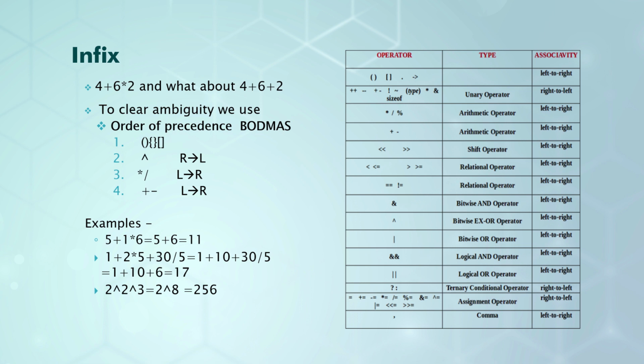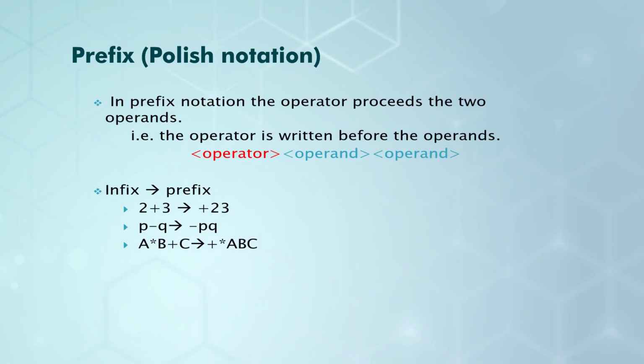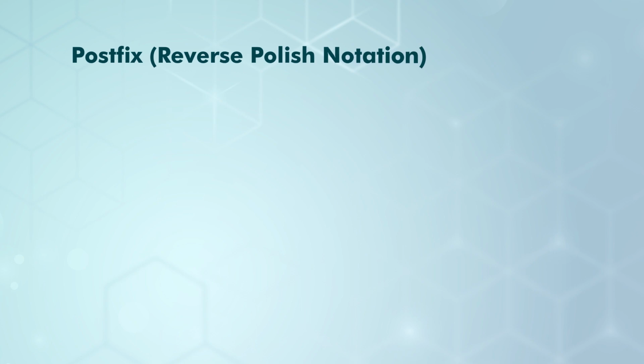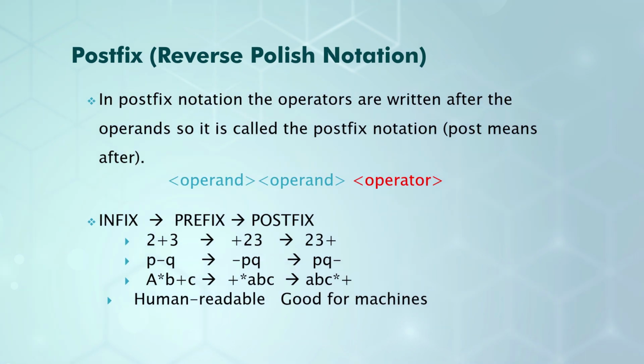The fourth precedence is given to plus and minus, that is addition and subtraction, and out of these two whichever is coming first from left to right will be executed first. In prefix or Polish notation, as the name indicates, the operator will be present before the operands. Operator, then the operands will be present. In postfix or reverse Polish notation, the operator is present after the operands. Post means after the operands the operator will be present. So, that is why the name is given as postfix notation.